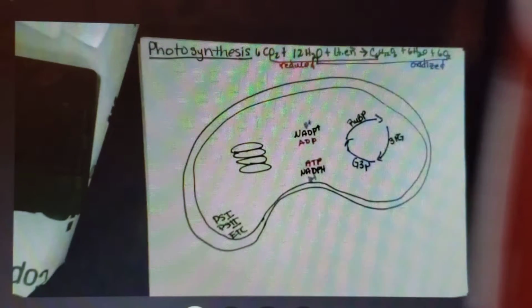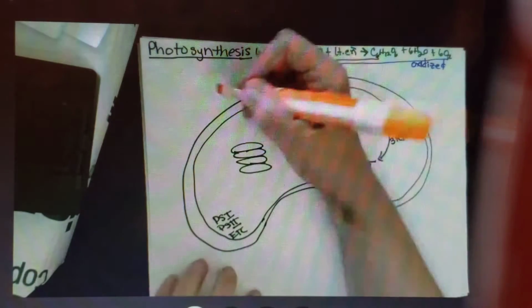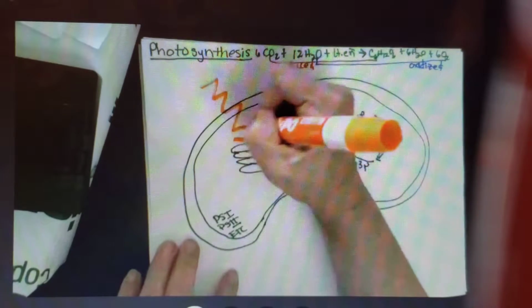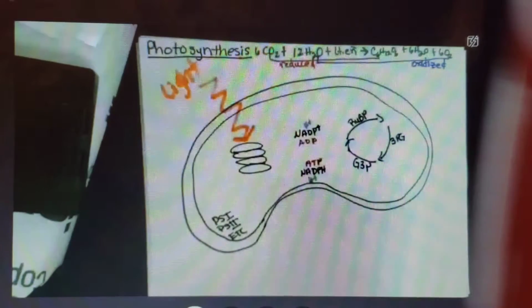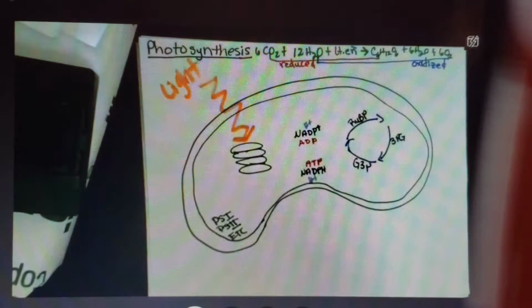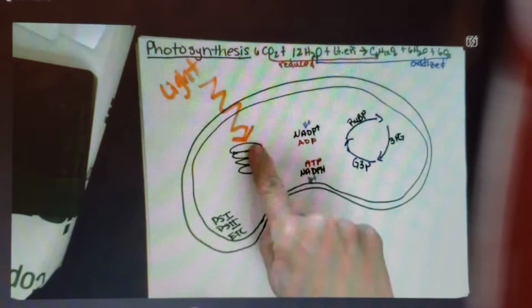What was the first thing that needed? What was the ultimate source of all energy on Earth? Light, okay? So we're going to have some light energy here, okay? Energy in the form of light. What is energy in the form of light? It's a wave, okay? Light is a wave. It's actually a wave particle, all right? So it's on the electromagnetic spectrum, so we're going to get light energy, okay?